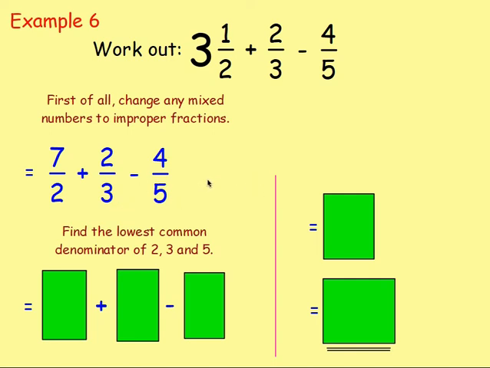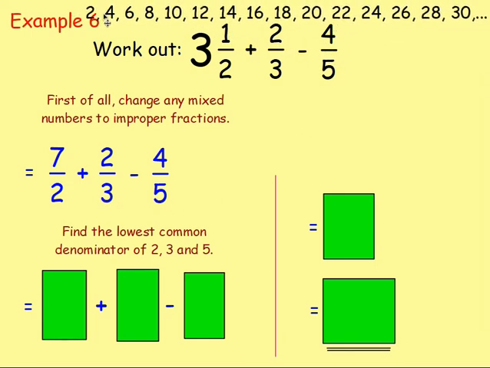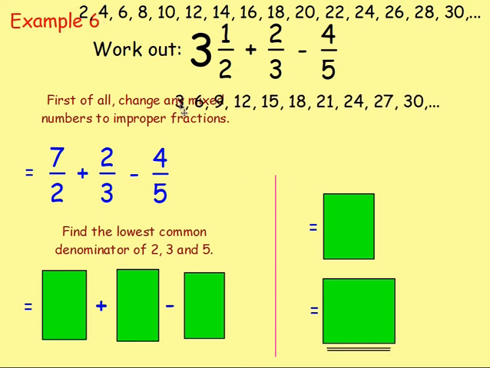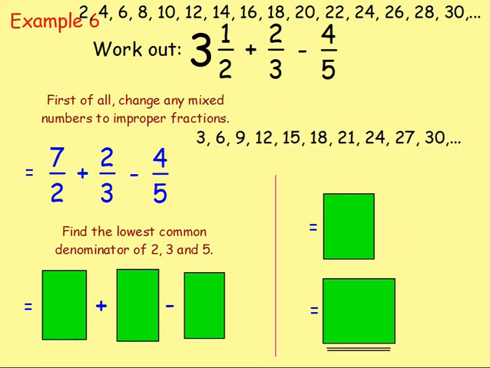Now all we need is the lowest common denominator of 2, 3 and 5. If I can squeeze these in, that is some of the entries in the 2 times table, the entries in the 3 times table, and the entries in the 5 times table. You need to think about what the smallest number would be that appears in all the 2, the 3 and the 5 times tables. And the smallest entry would be, you've got it, 30. 30 is in the 5 times table, 30 is in the 3 times table, and 30 is in the 2 times table. There is no smaller number that appears in all of these times tables.